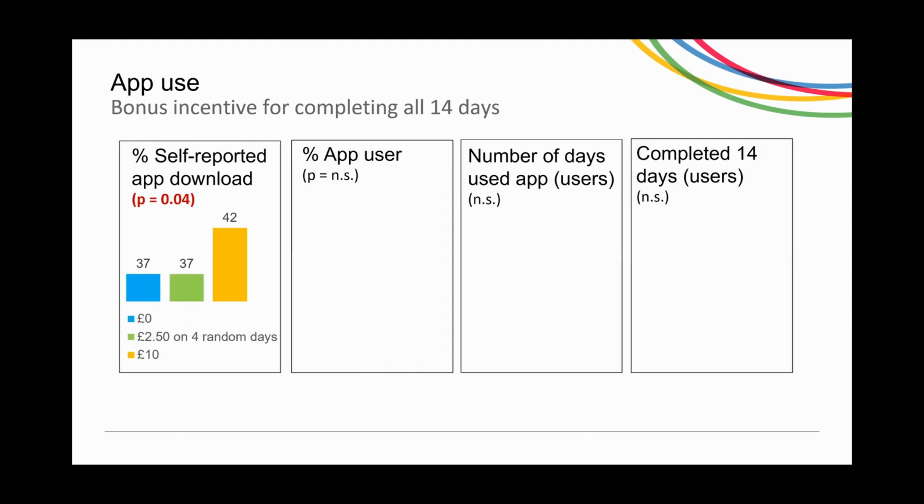So the first experiment is with the bonus incentive. So here, if we look at the self-report, whether they said they downloaded the app, we do see a difference between these bonus incentive groups. So the group who were promised £10 if they completed every day, 42% of that group said yes, they downloaded and logged into the app, compared to 37% in the 2 other bonus groups. But when we look at the actual app data, we no longer see a difference between these treatment groups, and we also don't see any differences in the number of days that users use the app. So that's the first experiment.